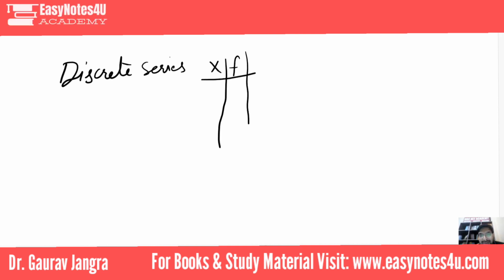Now in discrete series, how can we identify the discrete series? In the discrete series the frequency is given for each and every value. In discrete series the values are repeated many times. For example, these are the x values and these are the f values, the frequency. So the frequency of each and every value is already given.